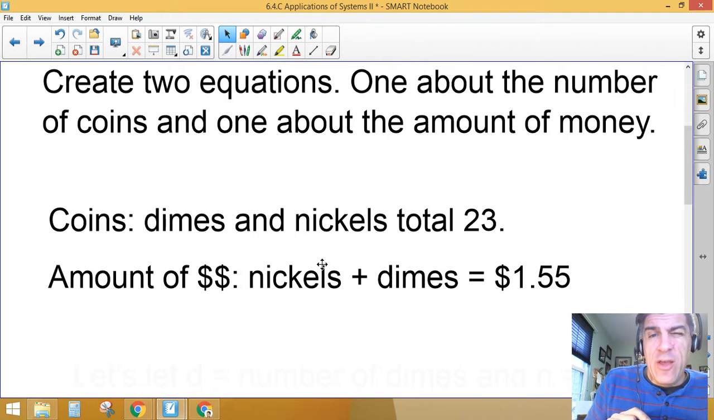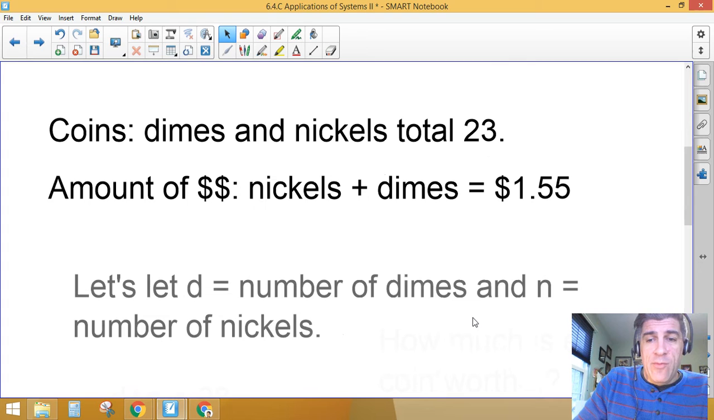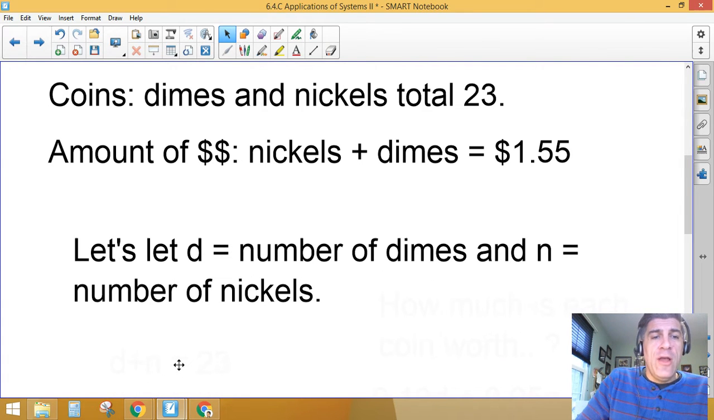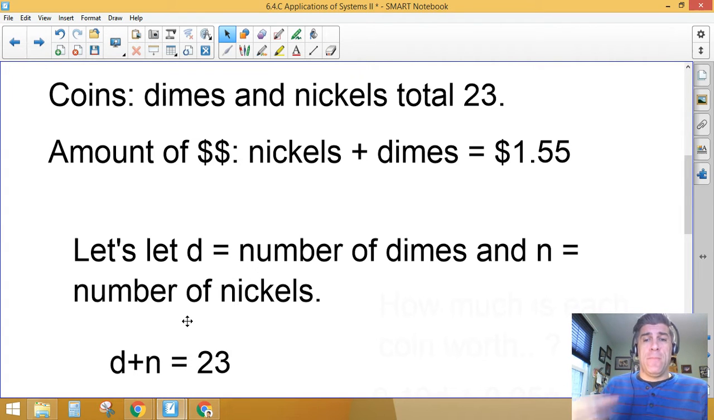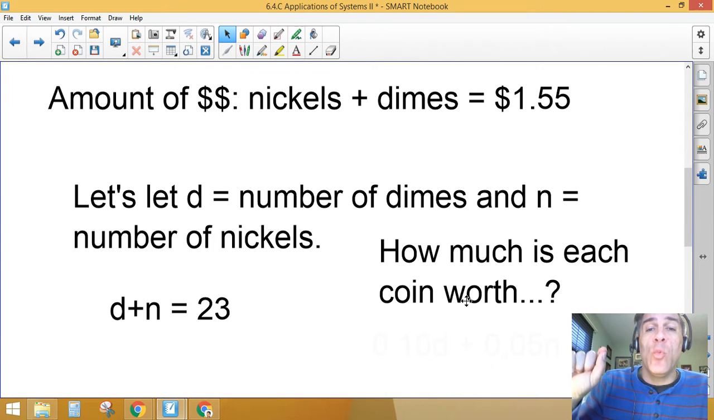So what variables do you think I'm going to use instead of X and Y? I hope you said let D equal the number of dimes and N equal the number of nickels, right? Because if I do D plus N, dimes plus nickels, I get 23. Now you've got to think about this. How much is each coin worth? All right, a dime is 10 cents, nickels 5 cents.